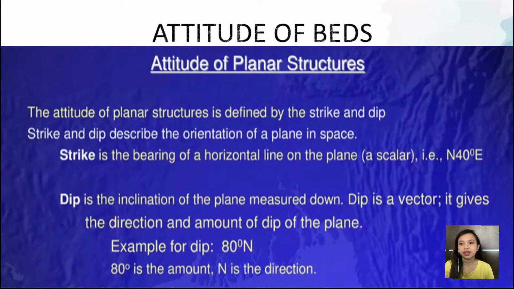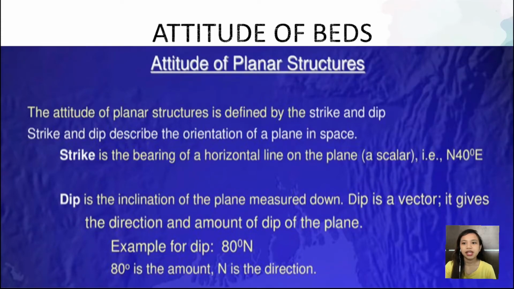Attitude of planar structures. The attitude of planar structures is defined by the strike and dip. Strike and dip describe the orientation of a plane in space. Strike is the bearing of a horizontal line on the plane, a scalar. Example is north 40 degrees east.